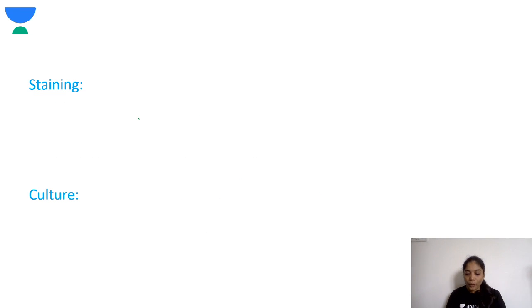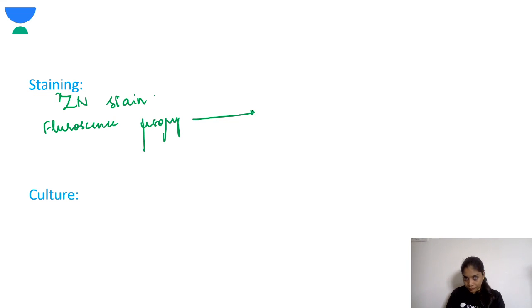Now the staining. I've told you the ZN stain is very important when we are diagnosing tuberculosis. Another thing is fluorescence microscopy, where over here is the auramine, rhodamine stain.